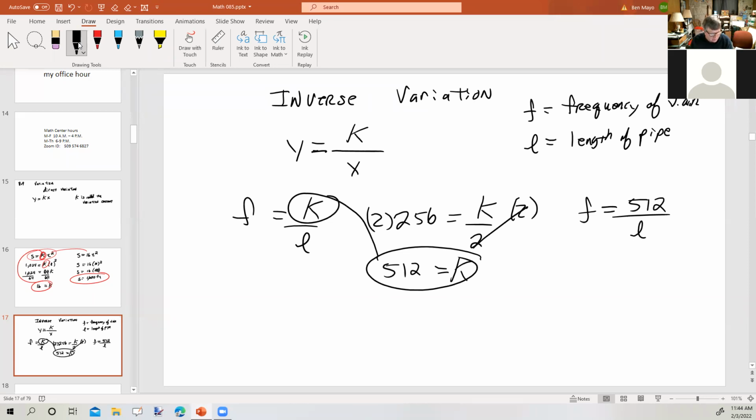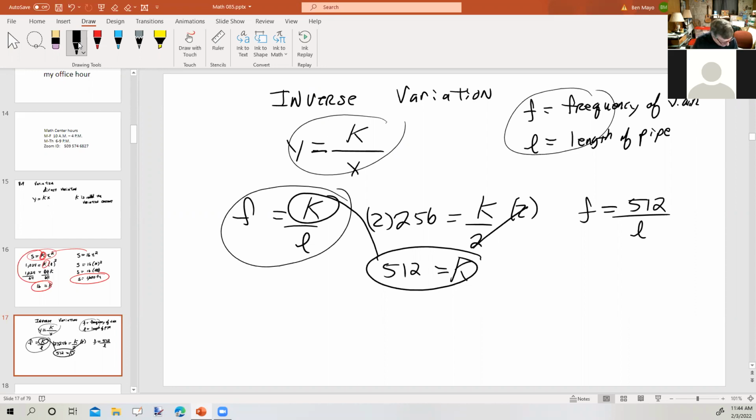So it was inverse variation. We used the inverse variation model. We determined the variables, set up the formula, put in some information to solve for K, replaced K in the formula. So now we have a formula to use for the follow-up, which says how many times per second, so that would be the frequency, will a 6-foot pipe vibrate?